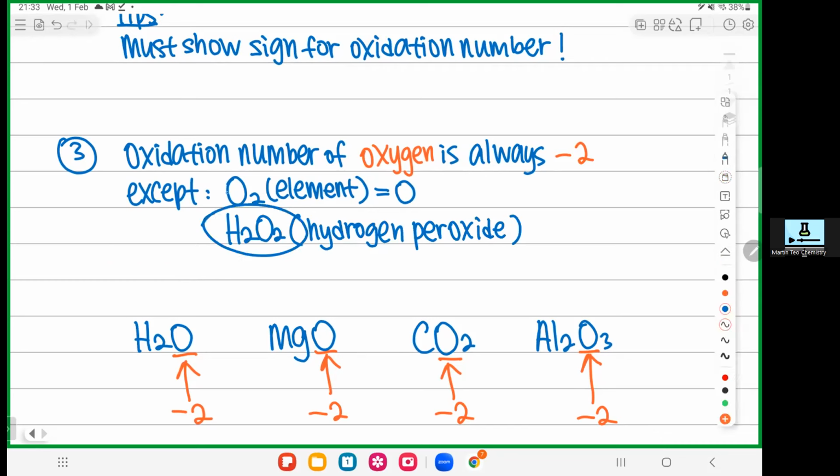So H2O2 is another special case. In H2O2, the O here is -1. Okay, the O here is -1. Other than that, oxygen is always -2.